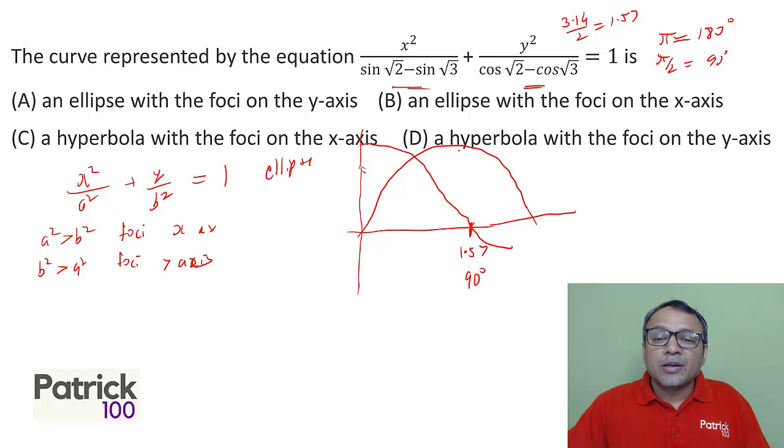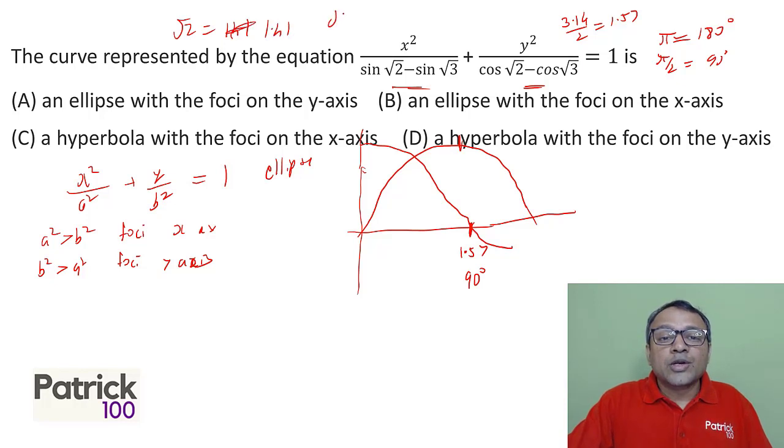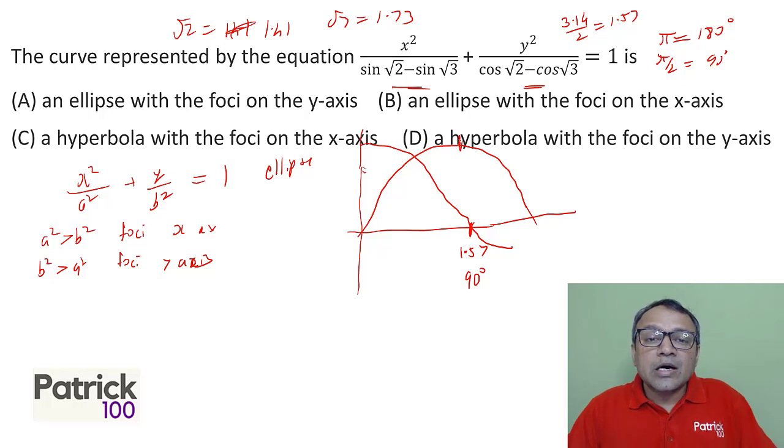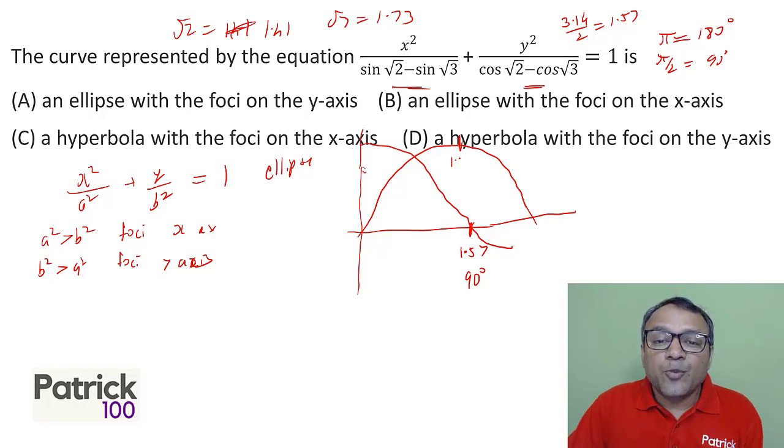At this point, 90 degrees, sine is maximum and cos is minimum, cos is 0. So it has 1.57, 90 degrees. Now remember, root 2 is 1.41 and root 3 is 1.73. If this is 1.57, where is root 2? 1.41 on this side. Where is root 3? 1.73 on this side. But root 2 is closer to 1.57 as compared to root 3.